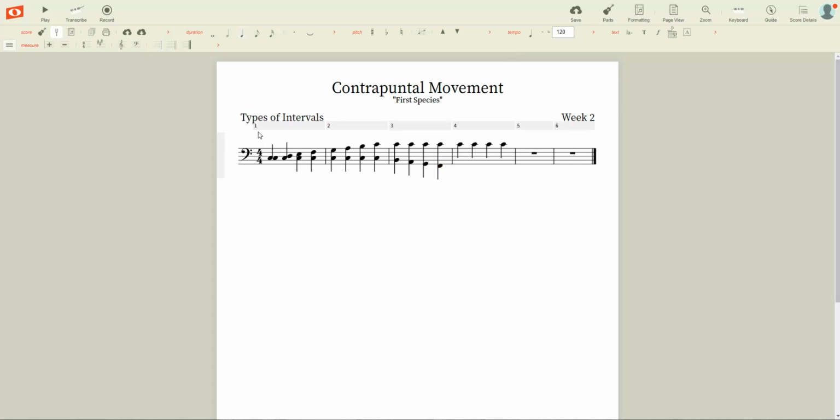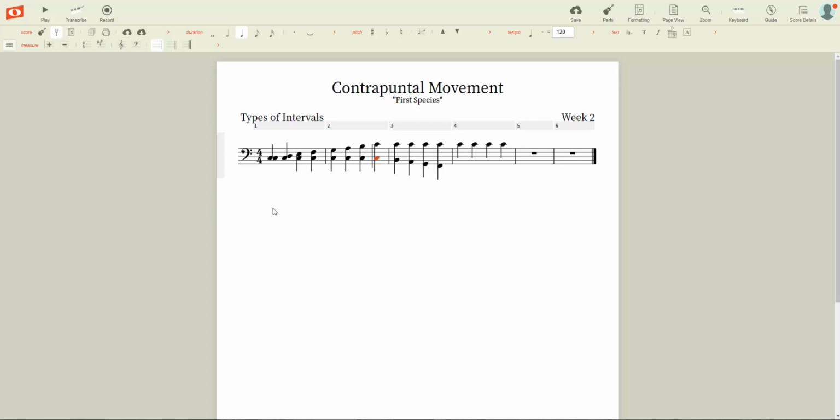So let's start talking about these types of intervals. We have some intervals called perfect intervals. The unison is a perfect interval. The fourth is a perfect interval. The fifth is a perfect interval. And the octave is a perfect interval.